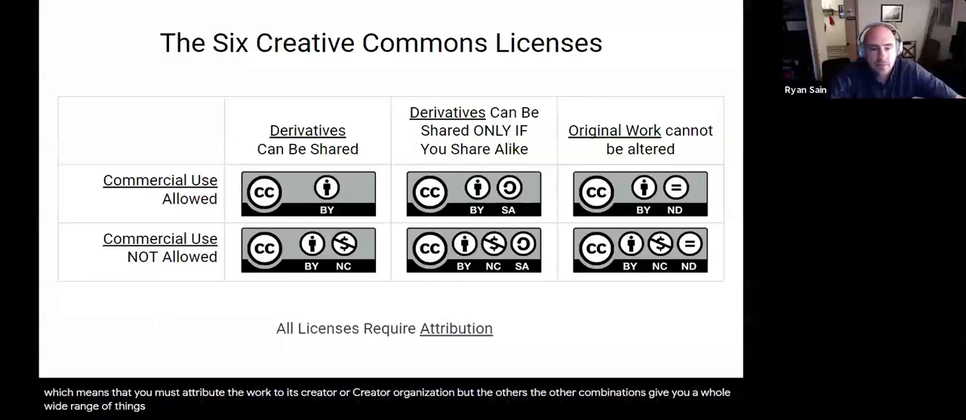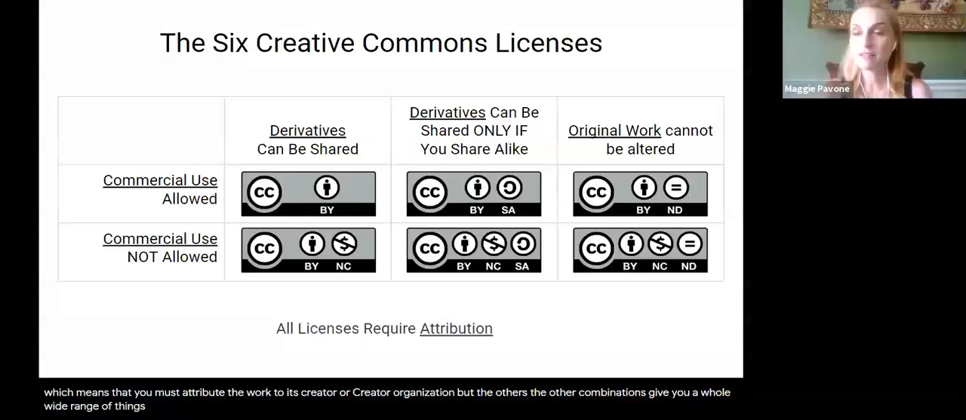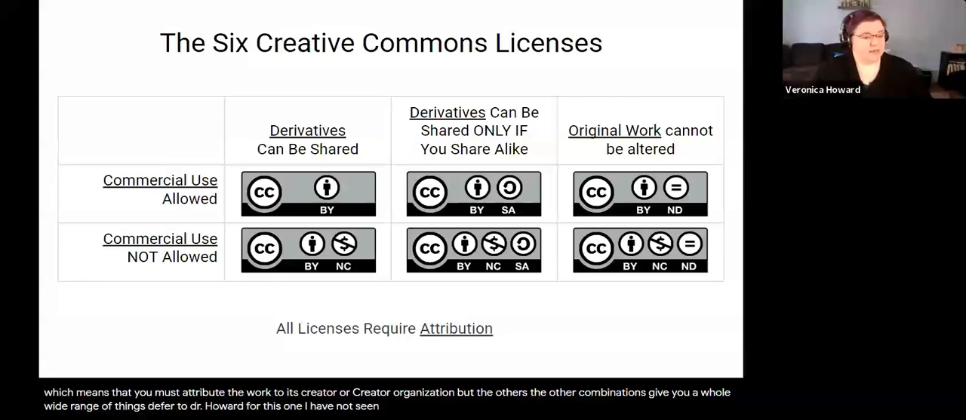Maggie, I had a quick question. It's popped up a couple of times. I've seen some people just use a CC license. What's implied when you just use a CC license with none of the other attributes? So I'm going to defer to Dr. Howard for this one. I have not seen that yet, but I'm sure it happens.